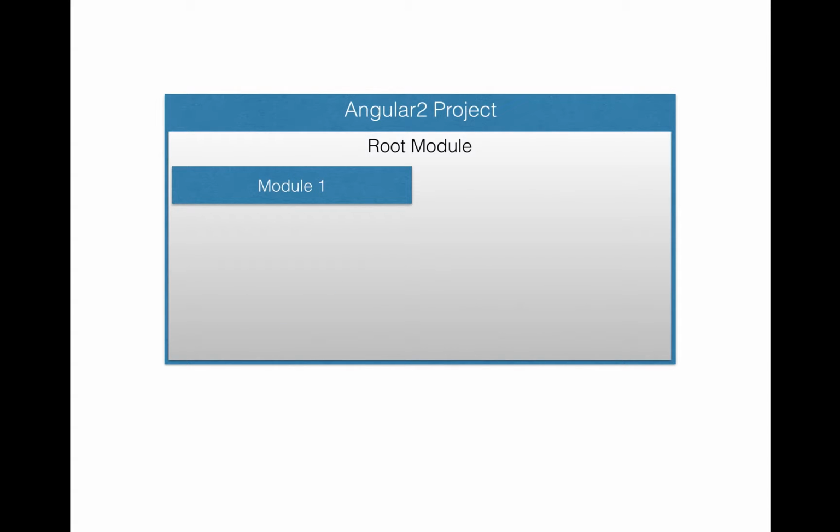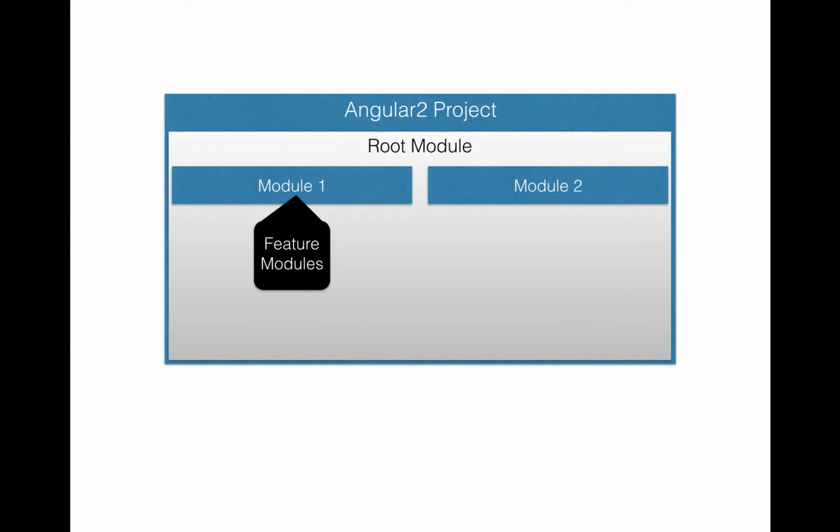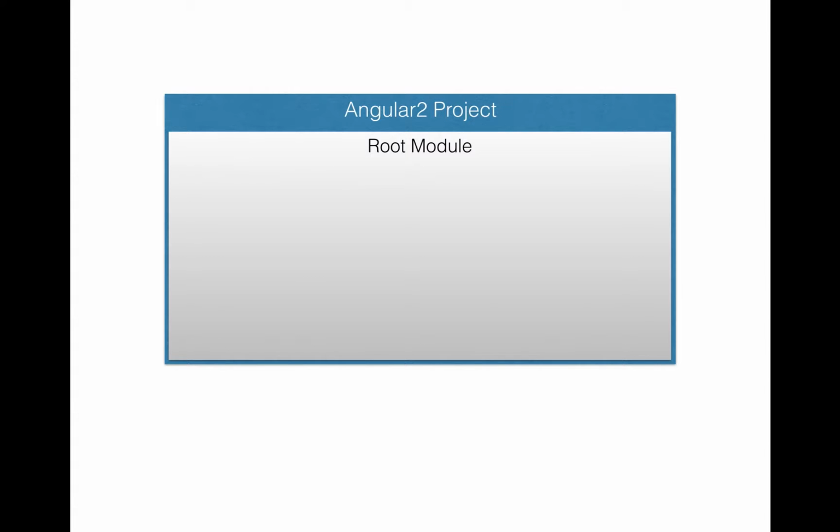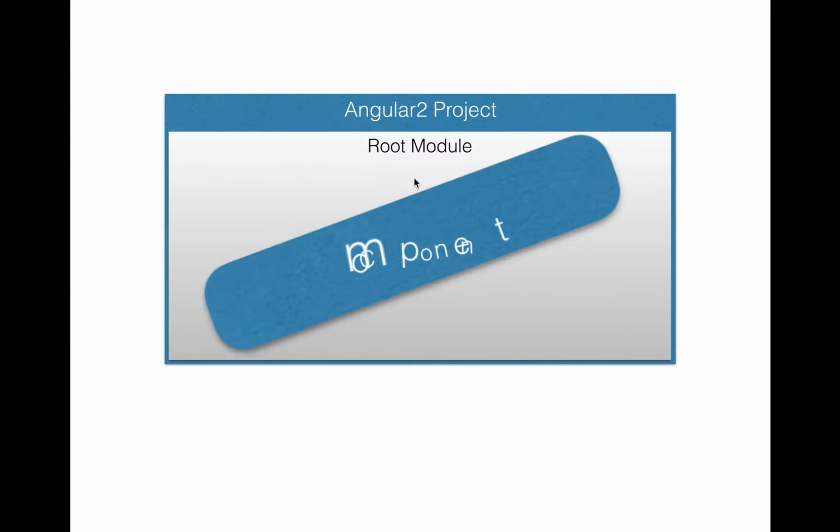So every root module can import multiple feature modules. For example, in this case, we have two modules, module 1 and module 2. Both are feature modules, and you can import the capabilities of both modules into the root module. For the sake of simplicity, I'll try to explain with just one single module. That's the root module.